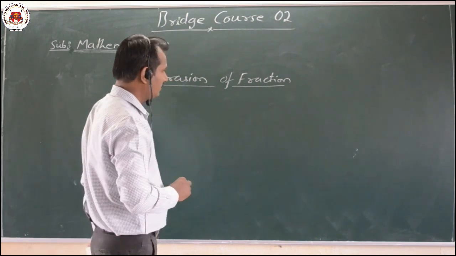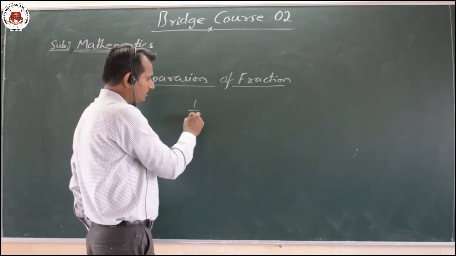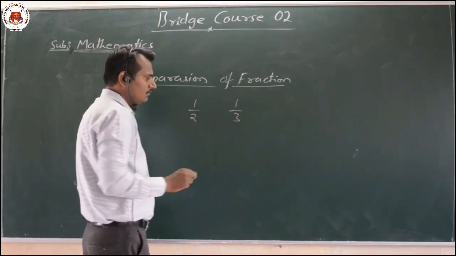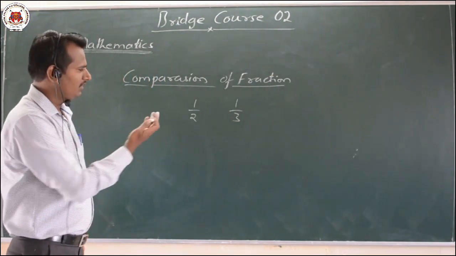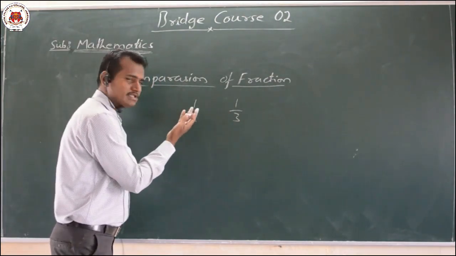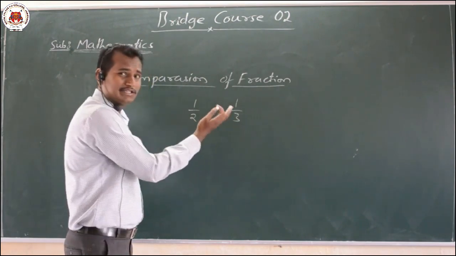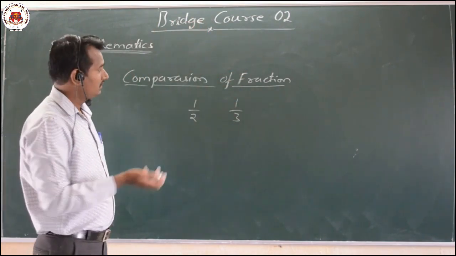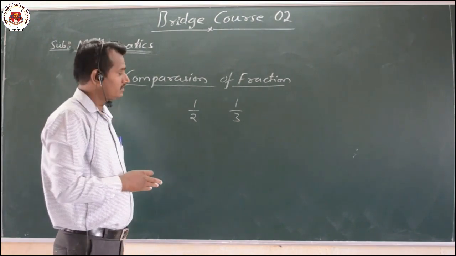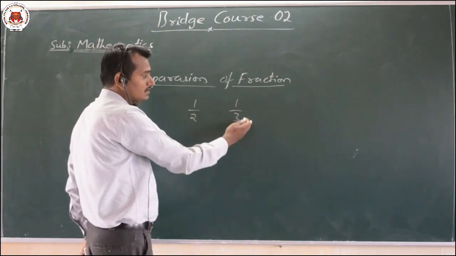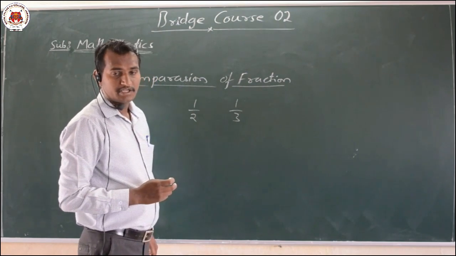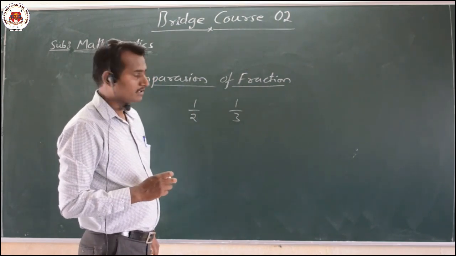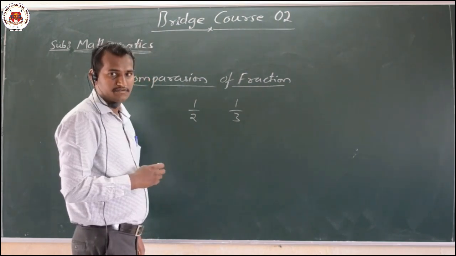Next one, 1 by 2 and 1 by 3. Which one is larger? By looking at the problem you can tell. Here 1 by 2 means 0.5, 1 by 3 means 0.3333. That means 0.5 is obviously greater. But how do we do the comparison? Here is the a by b form, that is a rational number. We will convert it into integers here.